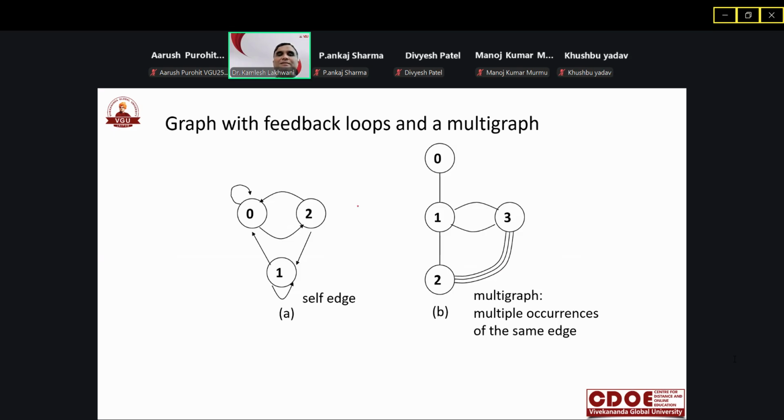Now the next topic, basically the graph with feedback loop and a multi-graph. Now, what do you mean by loop? What do you mean by feedback loop? And what do you mean by multi-graph? We can understand with the help of examples.